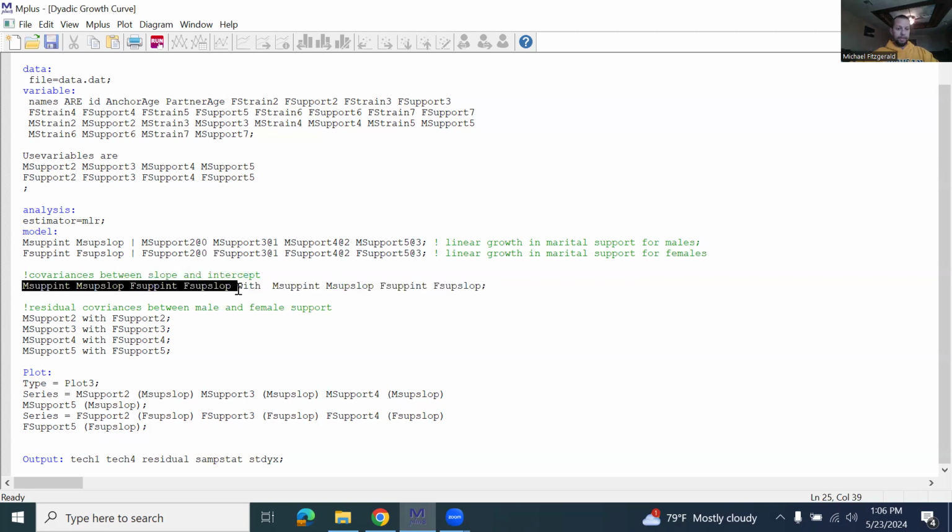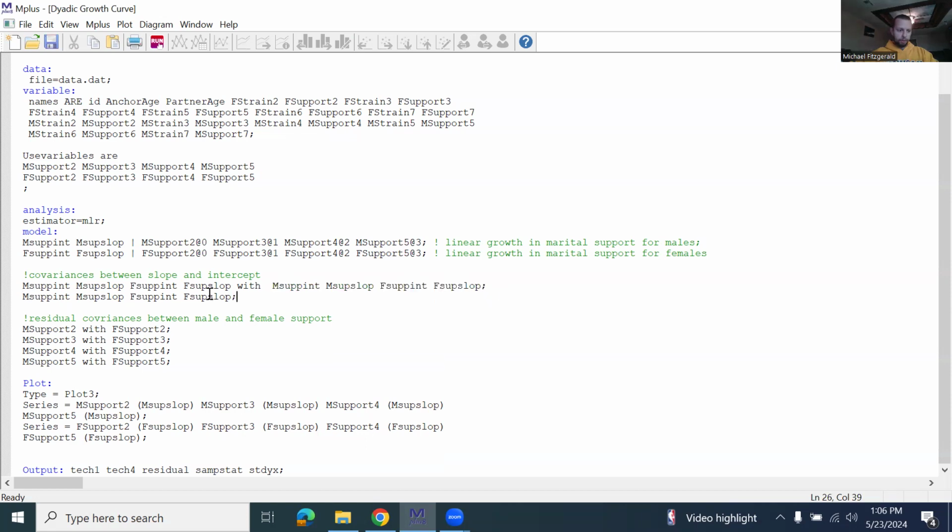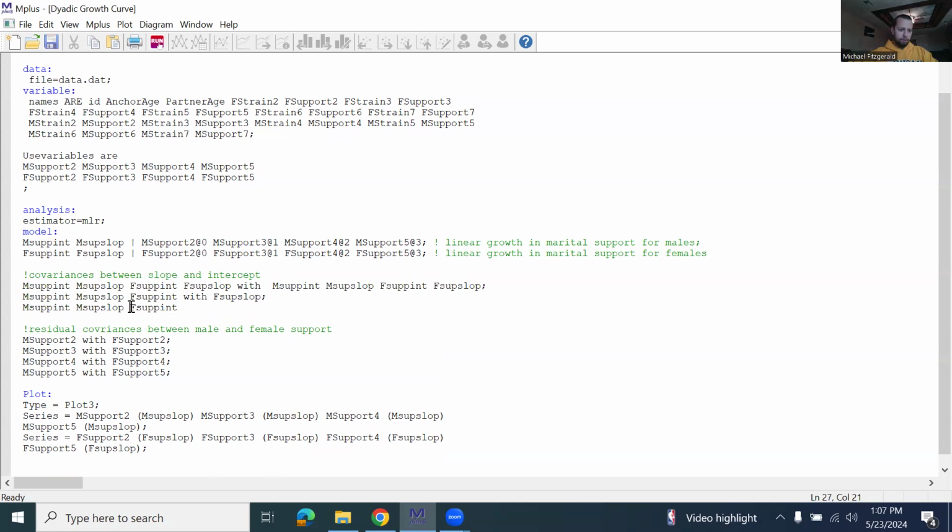And we just correlate each one with every other one. So the male intercept, the male slope, the female intercept, and the female slope with exactly those same variables. And this is just a quick way to specify covariances within Mplus. You could manually code them much like you would in a correlation matrix. So you could do something like this. And you could do this in numerous lines of code.